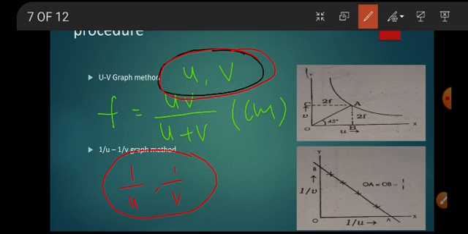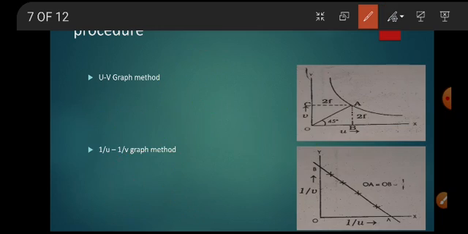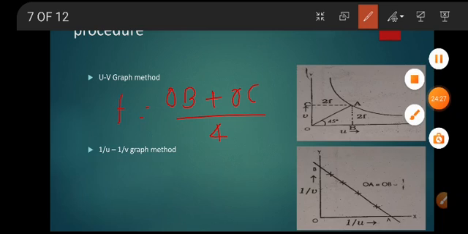See here, the u versus v graph is like this. Here you take 45 degrees, then draw a line on the x-axis correspondingly. The distance from O to x is taken as u, and O on the y-axis is taken as v. So from this, f equals OA or OB plus OC by 4. By using this formula, you can find out the focal length of the given lens.